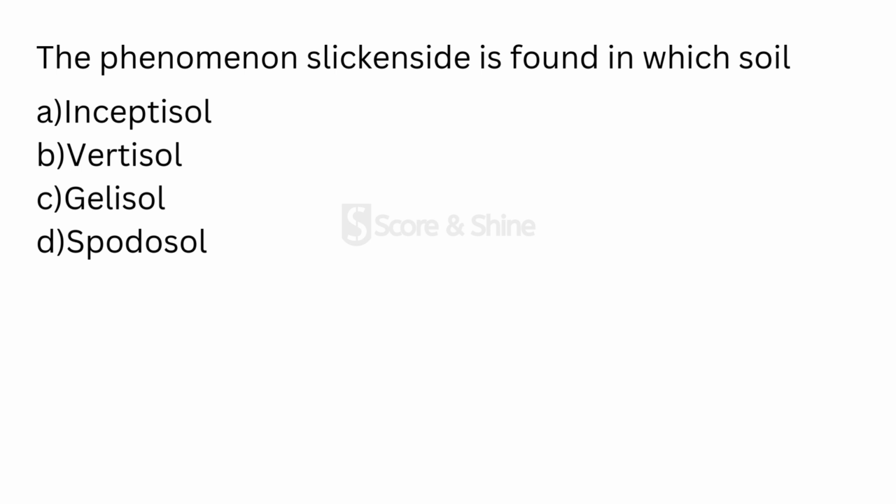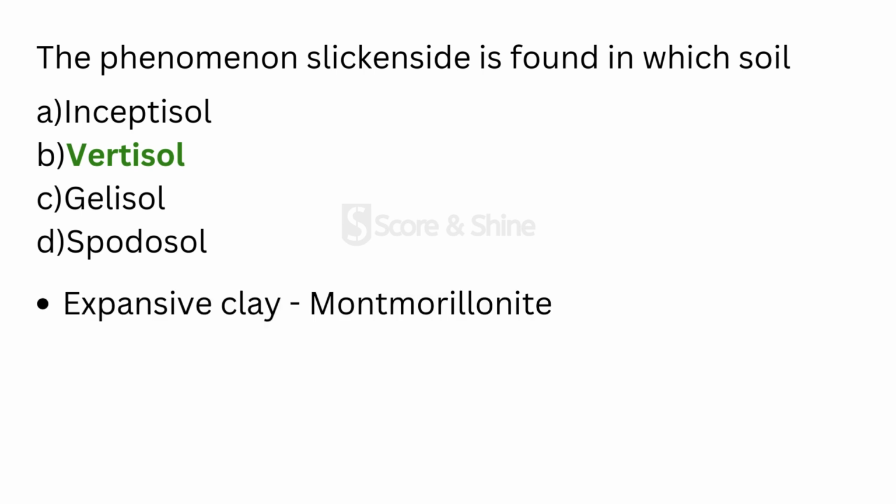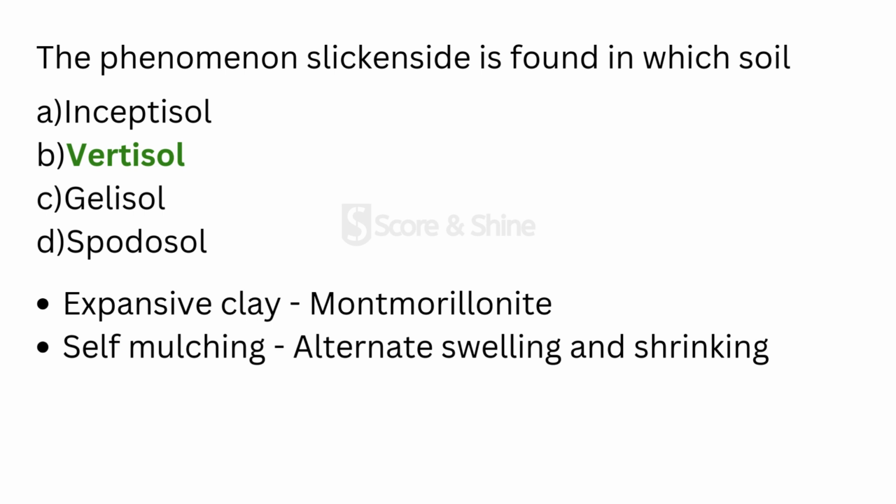And the next question, the phenomenon slickensides is found in which soil? So the answer is vertisols. So vertisols is the soil order which has a high amount of expansive clay called Montmorillonite, and vertisol soil order have self-mulching nature where alternate swelling and shrinking occurs, and vertisol order highly forms black cotton soil.